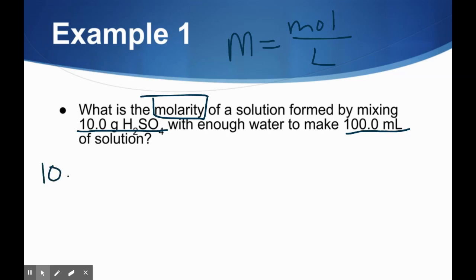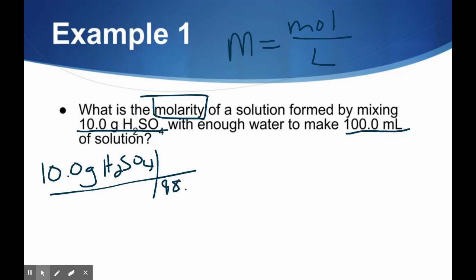And we're given grams and milliliters, so both of those things need to be converted. So start with the 10 grams of H2SO4 and convert that to moles. So the molar mass is 98.09 grams in 1 mole. So that will give you 0.102 moles.